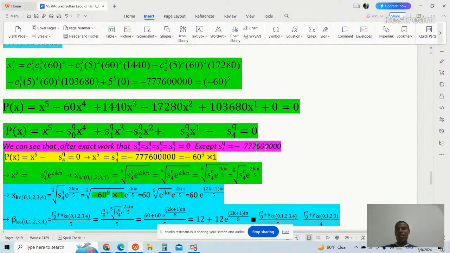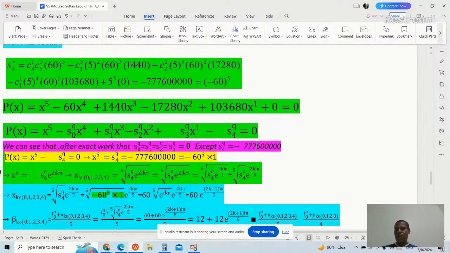777,600,000. Okay, now I'm going to write my polynomial. This one I should simplify. I will just keep the first term with the highest power 5 and the last term with the highest power 0, means x to the power 0. That's why it's written S for k.